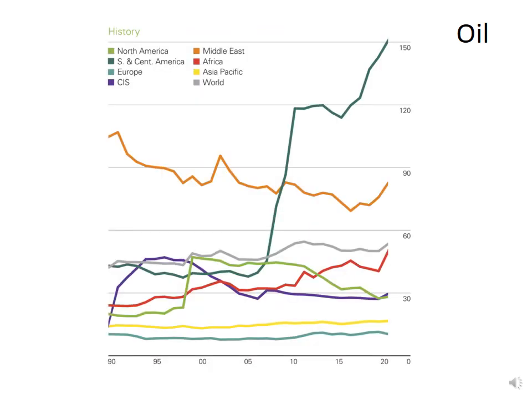And you can see that here in this plot, which shows the history of the reserve to production ratio. So that dark green line basically shows that South and Central America had a reserve to production ratio of about 40 for a long period of time, and then it dramatically increased to 120, and then with a new discovery of oil and then a secondary discovery pushed that all the way up to 150.